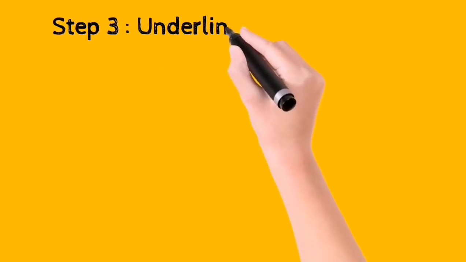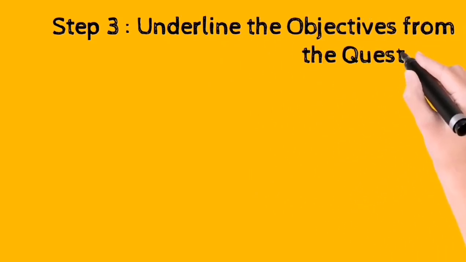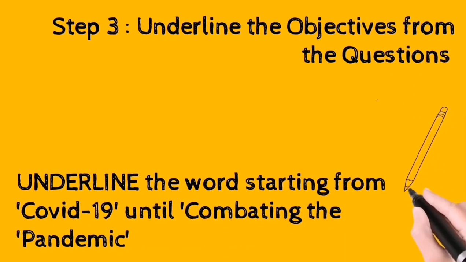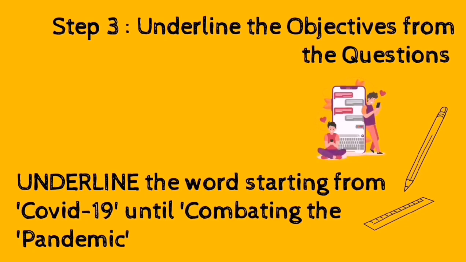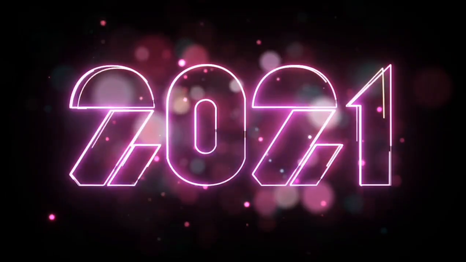Next, we move on to step number 3. Please underline the objectives from the question. So, you need to underline the words starting from the word COVID-19 until combating the pandemic. Okay, yay! You are nearly reaching your goals. So are we ready? We will move on to our next step.